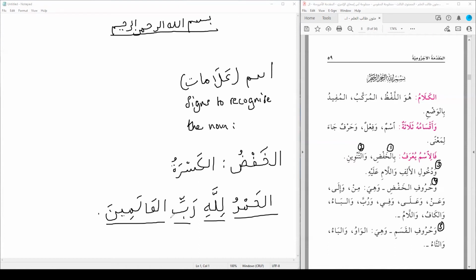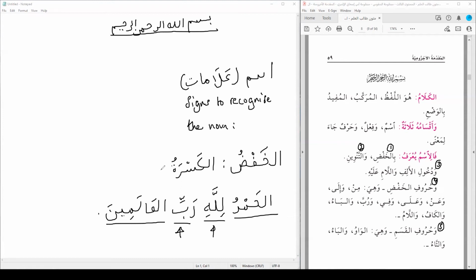So which of these words end in kasra? The word Allah, Lafzul Jalala, the honored name of Allah, and the word Rabbi, both end in kasra. So therefore, these are considered to be nouns. But that's not to say that the other words here, Alhamdu and Al-Alamina, are not nouns, but according to this sign, this is one sign that we have so far, kasra. Al-Khaftu means kasra or signs which replace kasra.